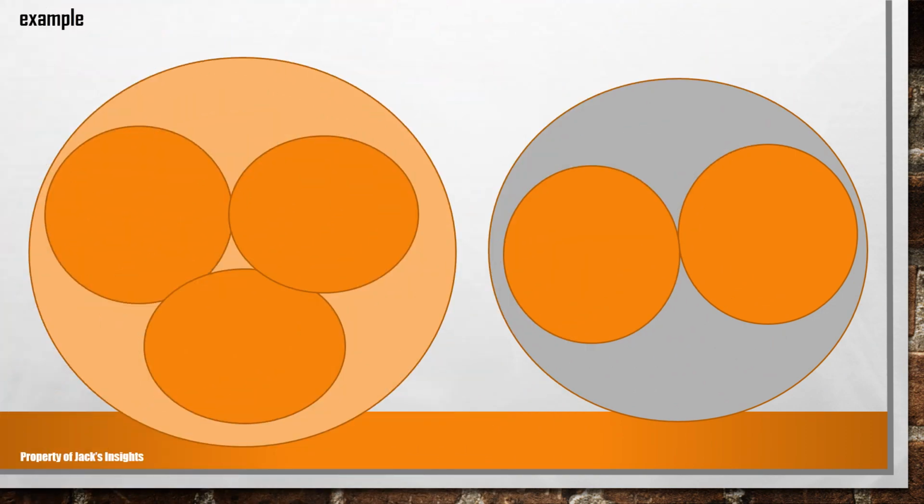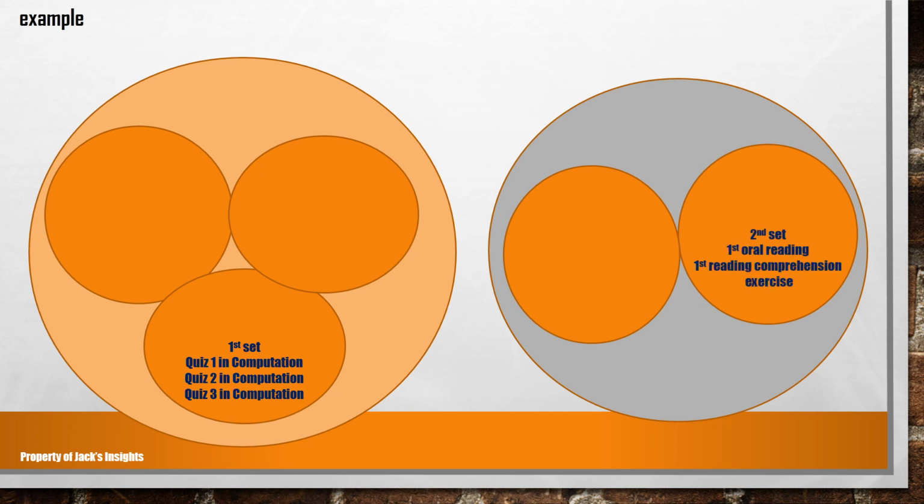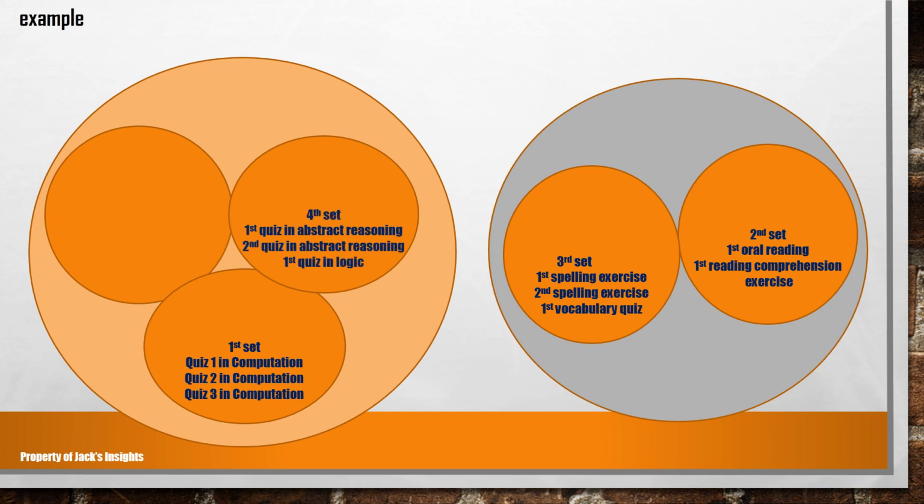Let's take for examples. We have the first set of indicators, Quiz 1 in computation, Quiz 2, and Quiz 3. Second set of indicators, first oral reading, first reading comprehension exercise. Third set of indicators, first spelling exercise, second spelling exercise, and first vocabulary exercise. Fourth set of indicators, first quiz in abstract reasoning, second quiz in abstract reasoning, first quiz in logic. Fifth set of indicators, first quiz in sequence and series, and second quiz in sequence and series.